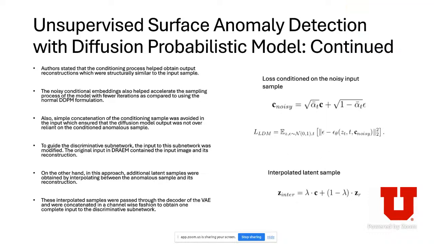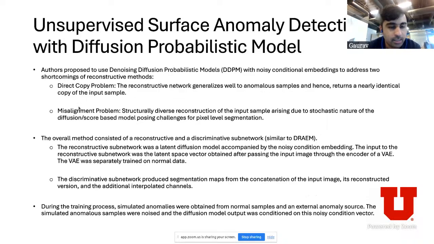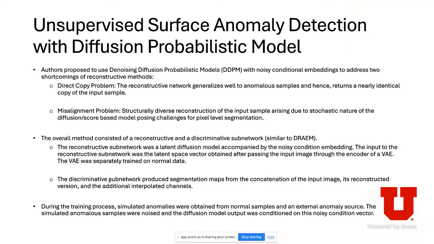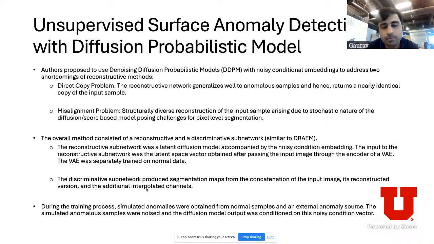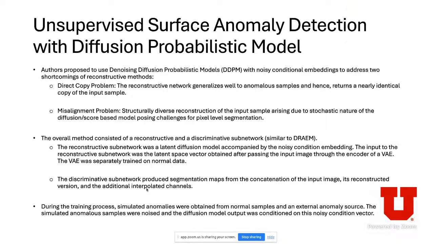So the discriminant network, I saw that the input to this network was modified. Okay, previous slide. Yes. So the discriminant network produced segmentation maps from the concatenation of the input image, its reconstructed version, and the additional interpolated channels. Okay, so the idea would be to give the segmentation map.